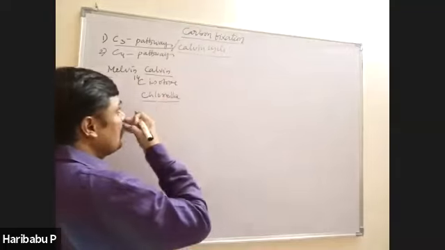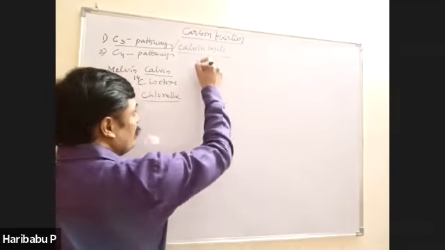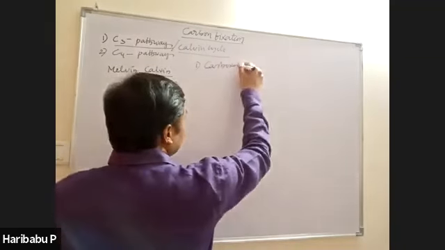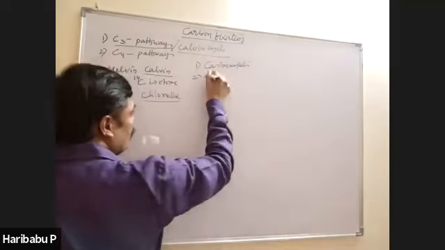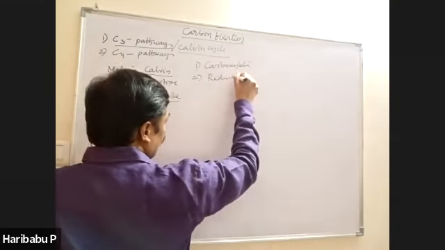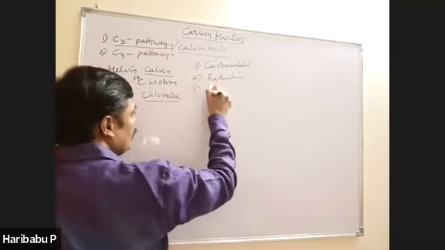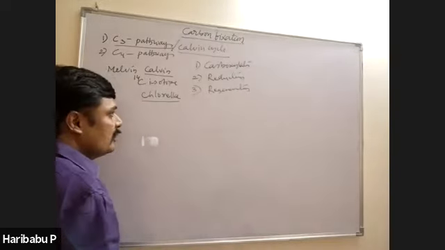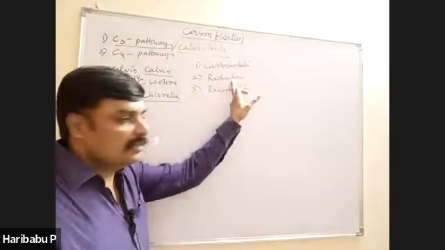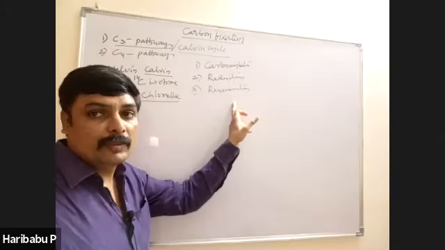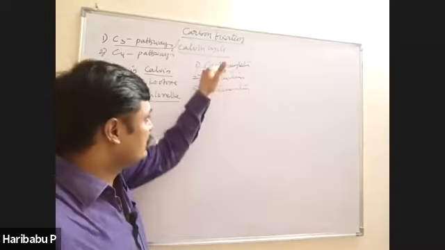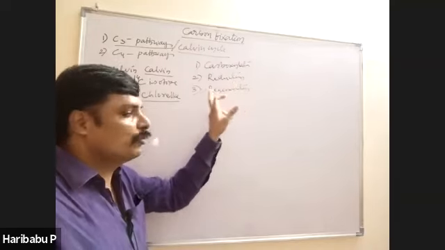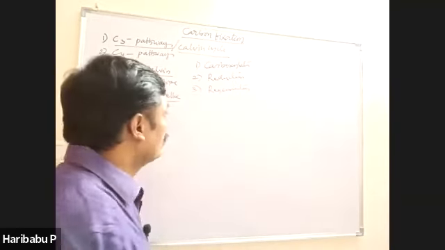So number of steps in Calvin cycle, 3 in a sequence. They are carboxylation, second one reduction, third regeneration. How many are there? 3. Carboxylation, reduction and regeneration. These are the 3 steps and this is the sequence. Carboxylation followed by reduction followed by regeneration, right?